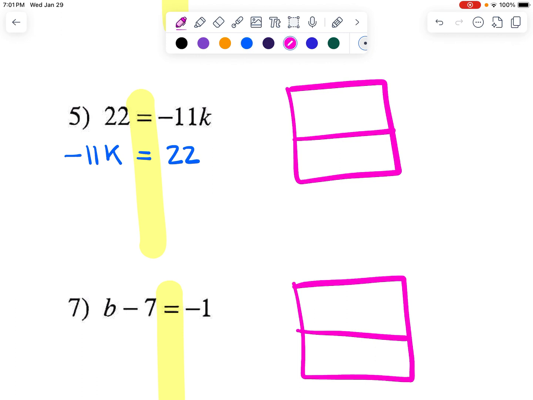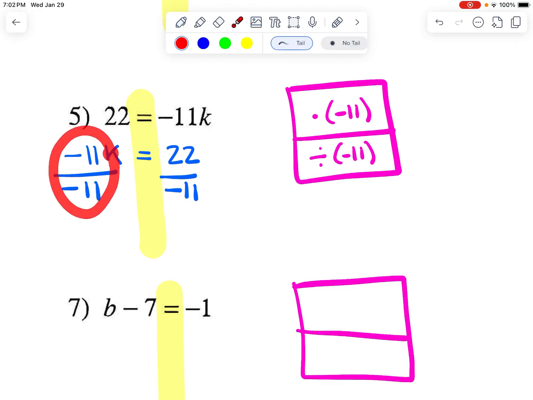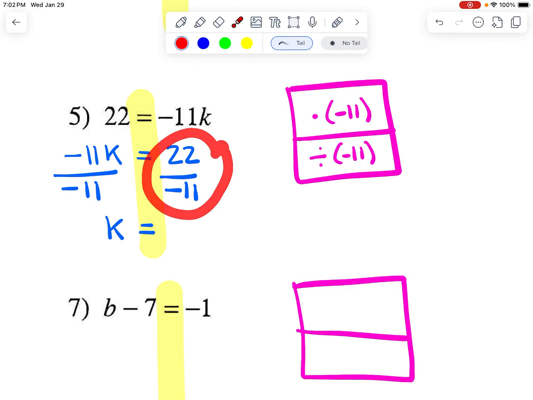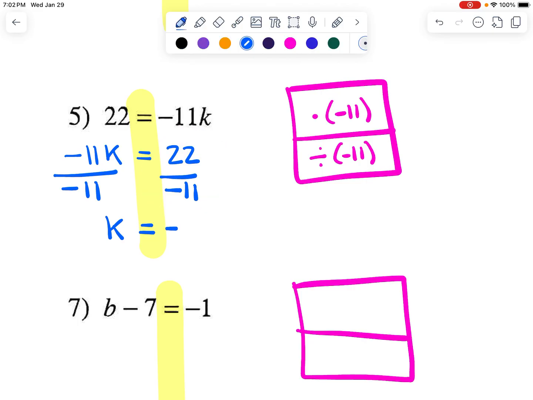But K is being multiplied right now by negative 11. So that means we need to divide by negative 11. So we use a fraction bar to represent division. And this right here, a negative 11 divided by a negative 11 is a positive 1. That's how we get positive 1K on the left. And a positive 22 divided by a negative 11 gives us a negative 2. So K equals negative 2.